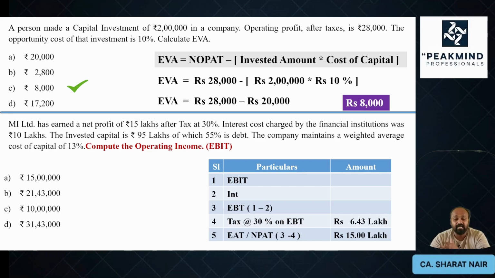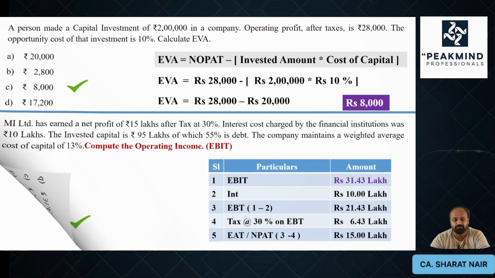Now, if I add 15 lakh plus 6 lakh 43,000, I will get earning before tax, which is 21 lakh 43,000. Interest is straight away given in the question, it is 10 lakh. So earning before interest and tax will be how much? 21 lakh 43,000 plus 10 lakh, 31 lakh 43,000. So correct answer is option D, 31 lakh 43,000.